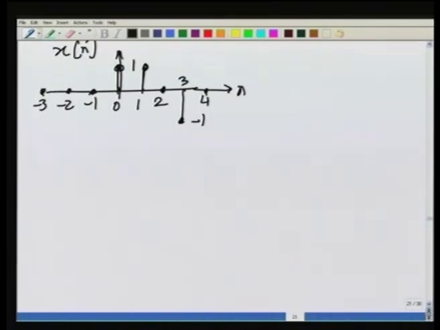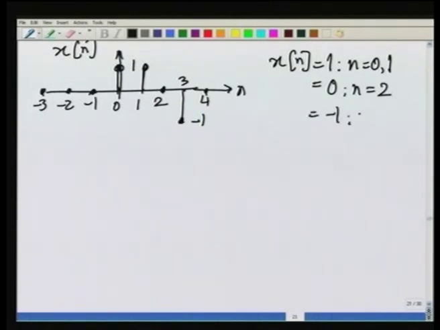So, let me just put down the values of x n. x n equals 1 at n equal to 0 and n equal to 1. That is what I have put down over here. It is equal to 0 at n equal to 2, it is equal to minus 1 at n equal to 3, and further x n is equal to 0 for n greater than 3 and n less than 0. This is our description of x n.